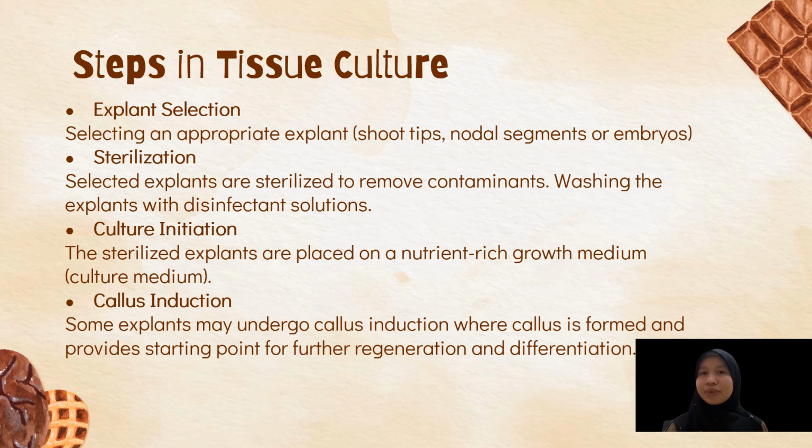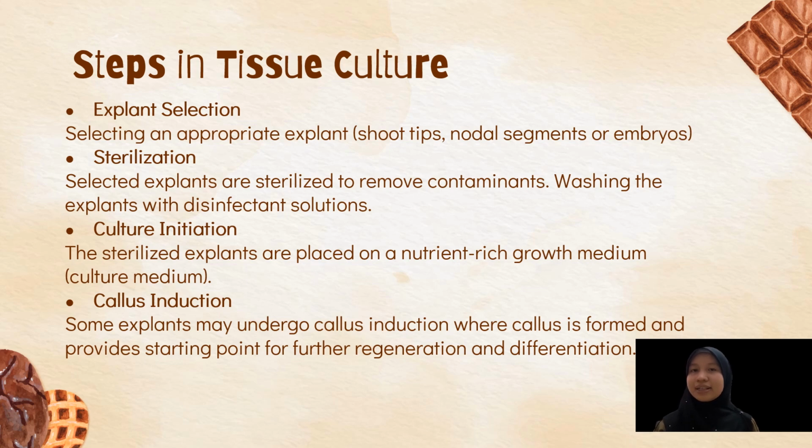The next step is sterilization. The selected explants are sterilized using alcohol or bleach to remove any contaminants. The next step is culture initiation. The sterilized explants are placed on a nutrient-rich growth medium, also known as culture medium. This culture medium contains a combination of nutrients that will help the growth of the explant.